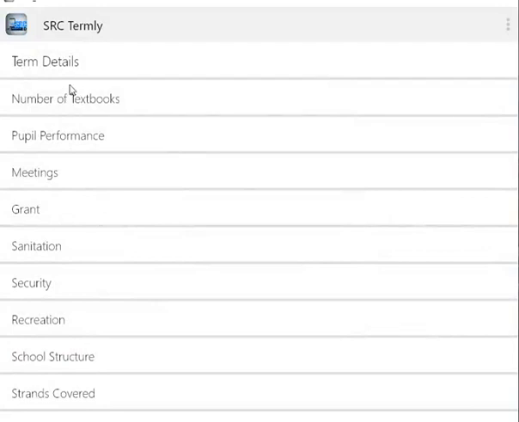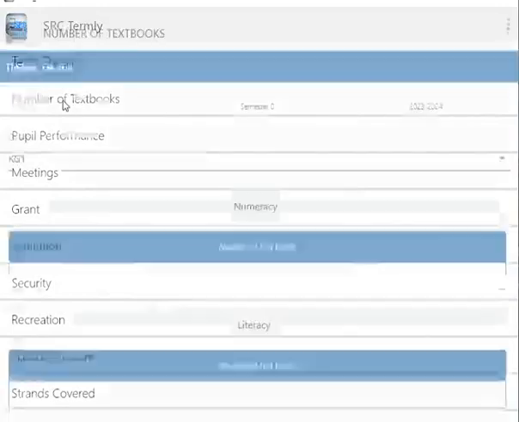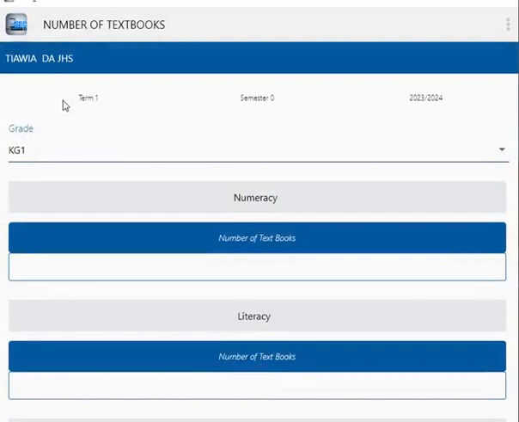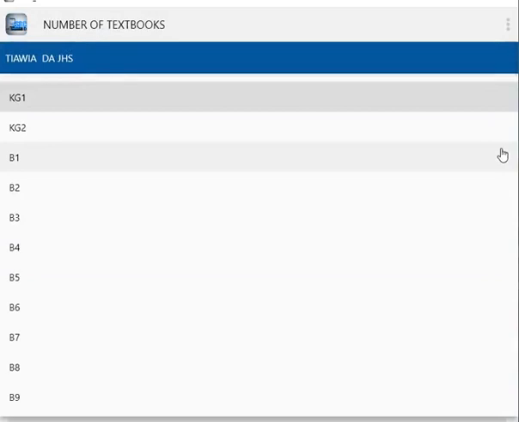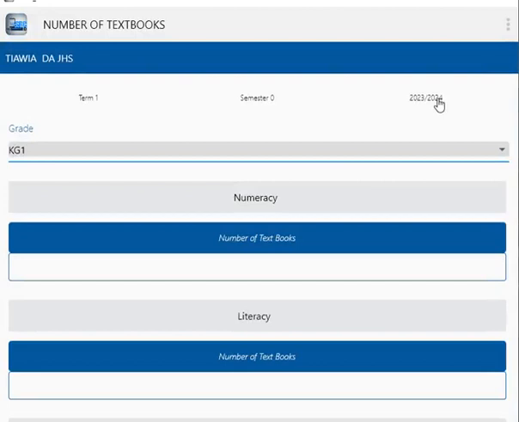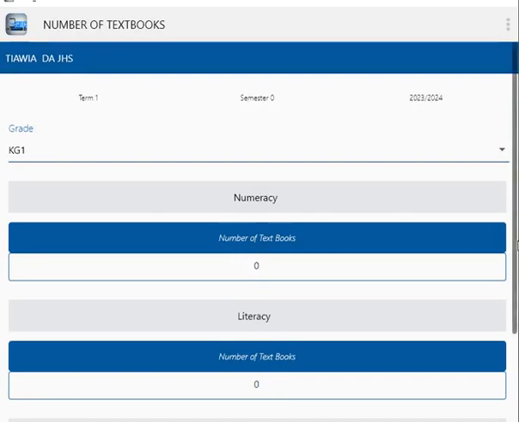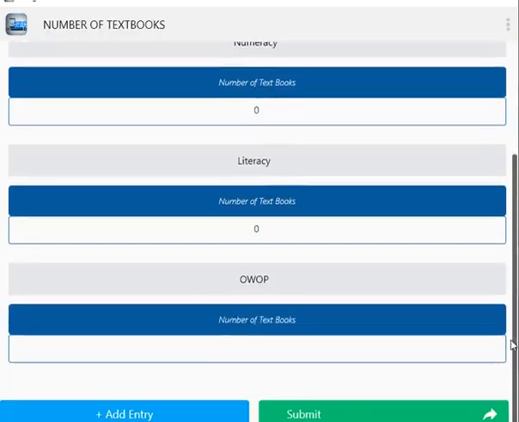So you click on number of textbooks, and the number of textbooks form opens. Then you see we have the grade. You provide records for all the grades here. Please let us take note. We begin with KG1 because the school is a basic school. Under KG1, if you have textbooks for numeracy, you indicate the number; here it is 0. We don't have any textbooks for all the subjects in KG.